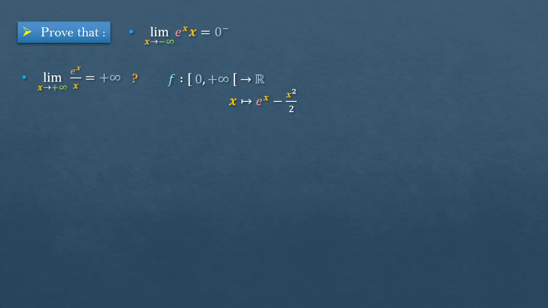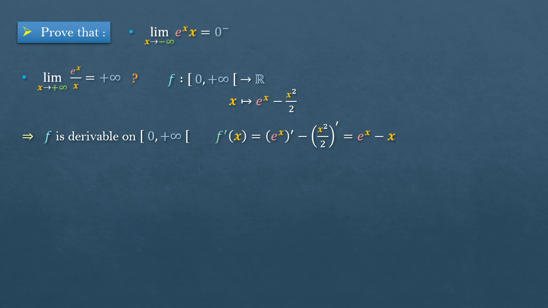As this function f represents the sum of two derivable functions, which are exponential x and negative the square of x over 2, then it is derivable on its input set, the semi-closed interval 0 to positive infinity. And we have its derivative f prime of x, which equals the derivative of the exponential of x minus the derivative of the square of x over 2. That equals the exponential of x minus x.